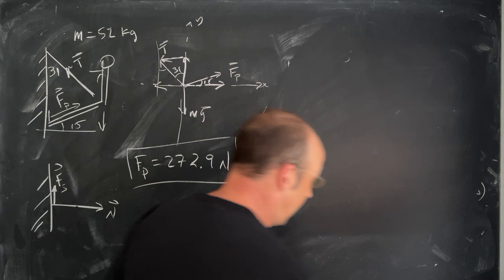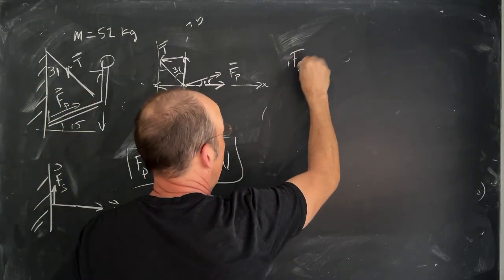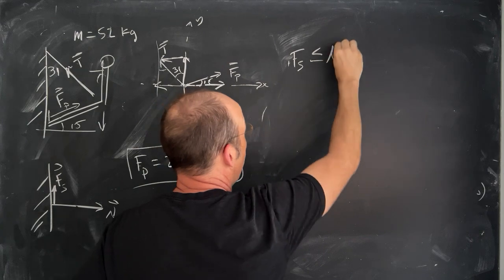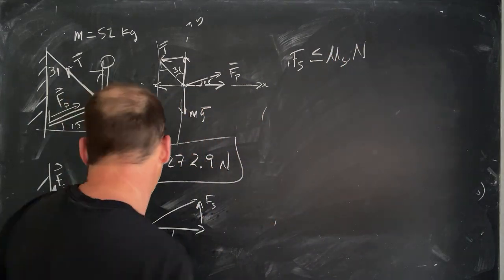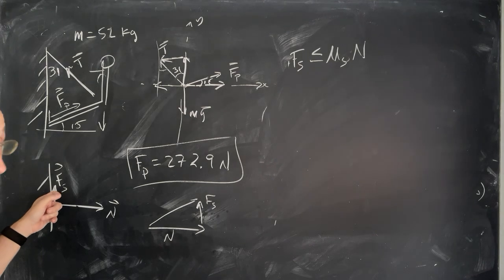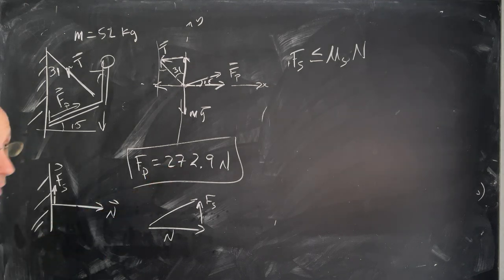So our model for static friction says that the maximum static friction, F static, is less than or equal to the coefficient of static friction times the normal force. Right? That's what it says. Well, can I find the static friction? Yes. Can I find the normal? Yes. And in fact, I don't even need that number at all.